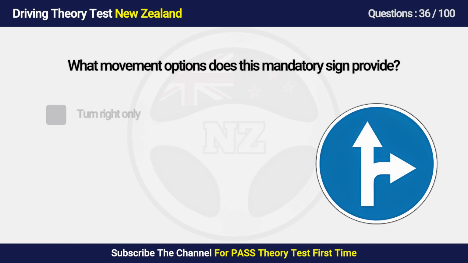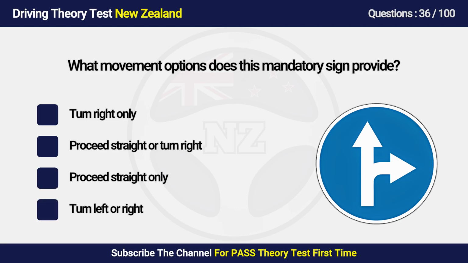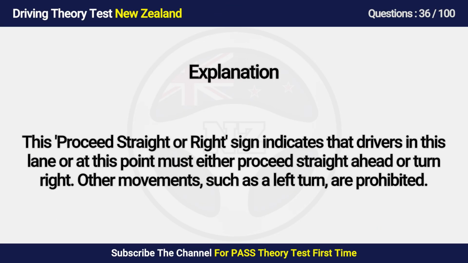Question 36. What movement options does this mandatory sign provide? A. Turn right only. B. Proceed straight or turn right. C. Proceed straight only. D. Turn left or right. Answer is B. Proceed straight or turn right. This sign indicates that drivers in this lane or at this point must either proceed straight ahead or turn right. Other movements, such as a left turn, are prohibited.